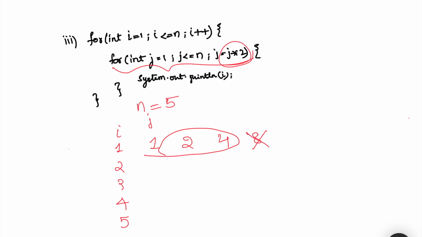So this 1, 2, 4 is executed for each iteration of i. These are the j values.